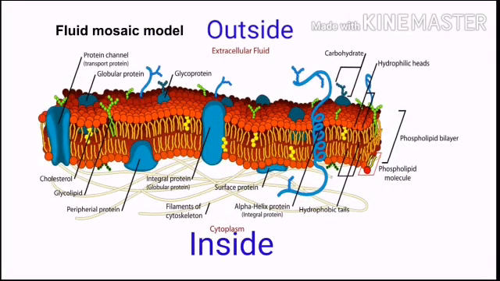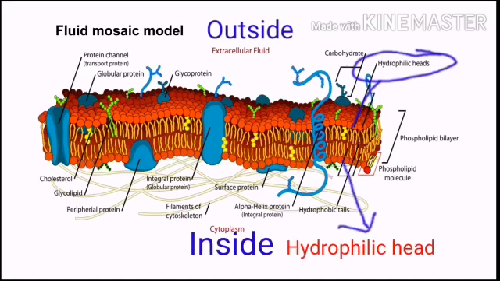The hydrophilic heads are going to want to be where the water is, which is going to be either outside the cell or inside the cell. And the tails are hydrophobic, so the water is going to go away from them, or they are going to go away from the water. And so they are just going to face each other, and they are going to be on the inside of the membrane.